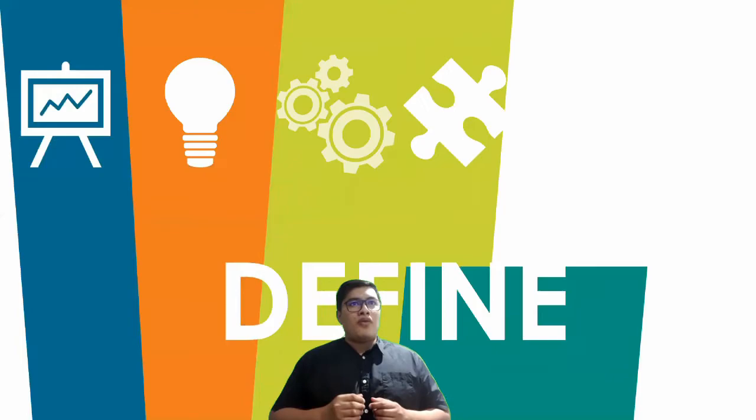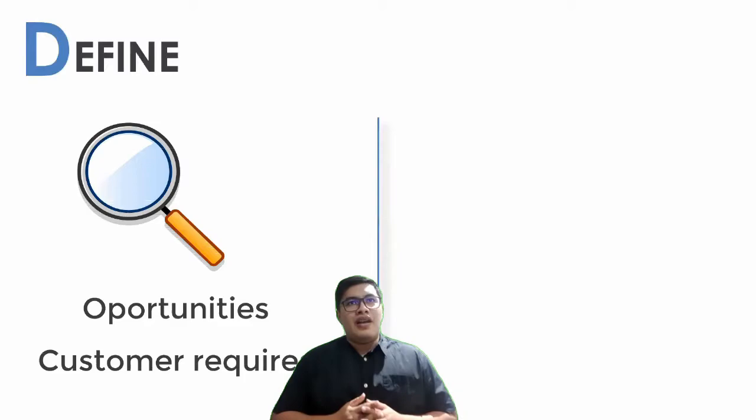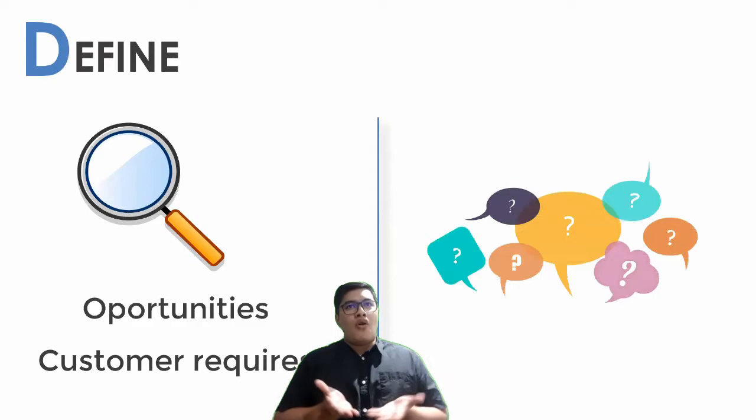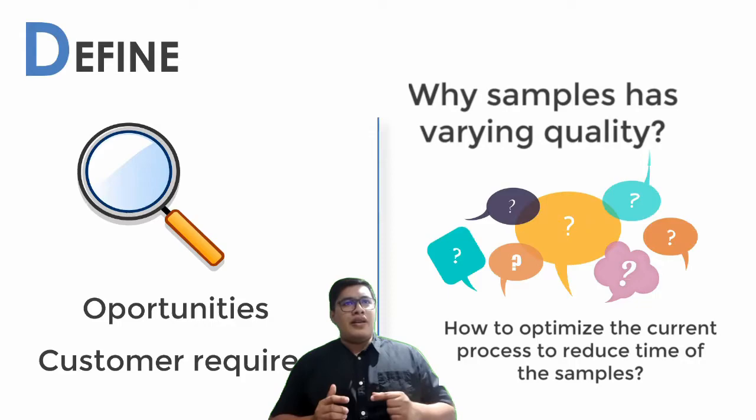Defining is about what issues you are facing, what opportunities for improvement are, and what the customer requires of you. Here you look at the process as a whole and determine the issues with the manufacturing process. In the case of Telus El Salvador, finding out what do the samples have in varying quality and how to optimize the current process to do faster samples.